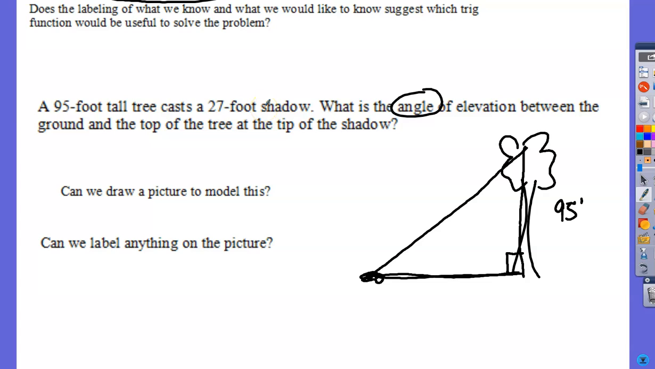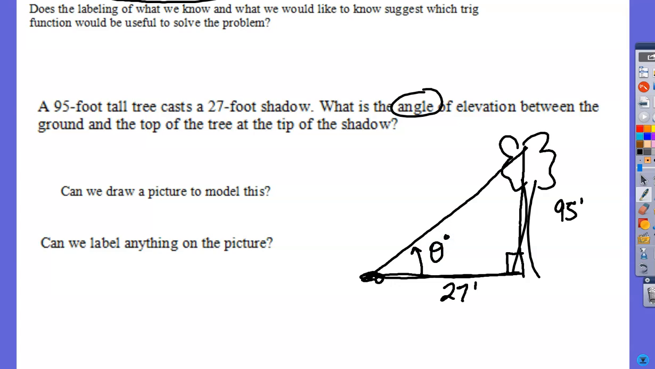27-foot shadow. So this always cracks me up. The shadow of the tree is not the hypotenuse floating around in the air. If your shadow floats in the air, you should run. That's scary. Your shadow should be along the ground. So this 27 feet, there's the shadow. And we want the angle of elevation between the ground and the top of the tree. So that would be here. So this is the theta that I'm looking for.